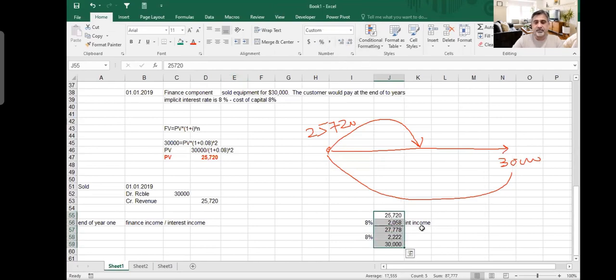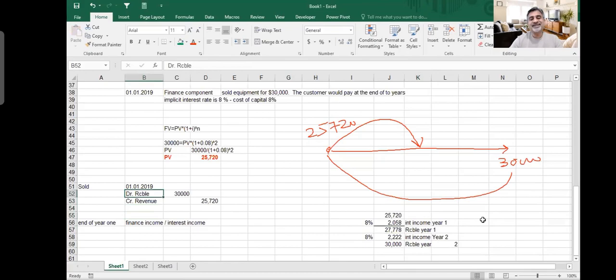Let me show you first the numbers. This is my interest income year one. This is my interest income year two. This is my receivable year one, what my balance is coming out as receivable in year one. And this is my receivable year two. So you should actually not be recording 30,000 receivable on this day. This is very important to remember. Otherwise you will get stuck.